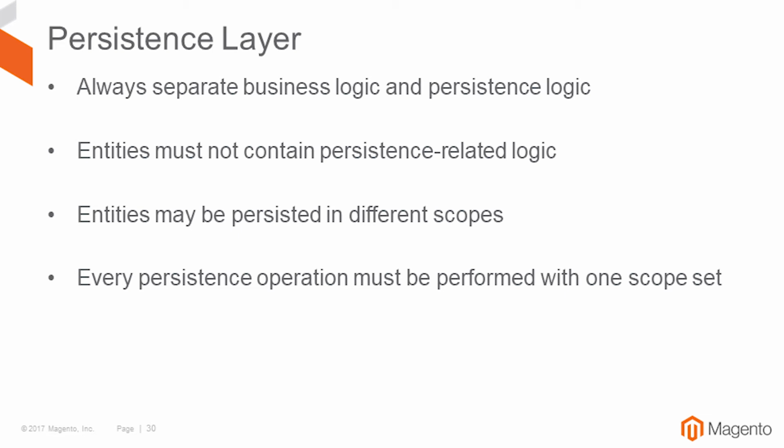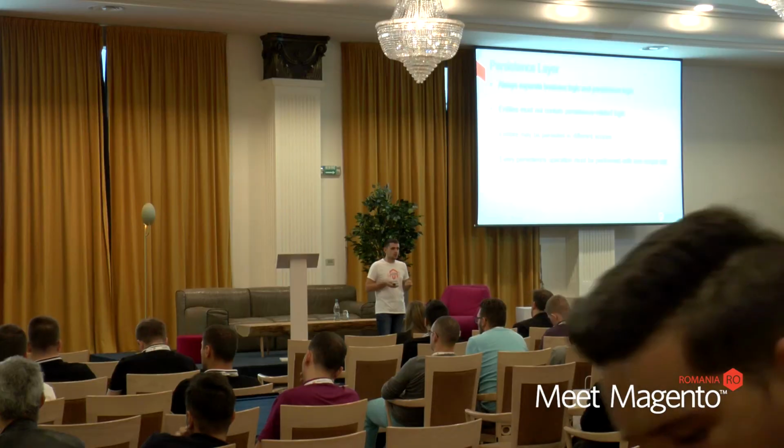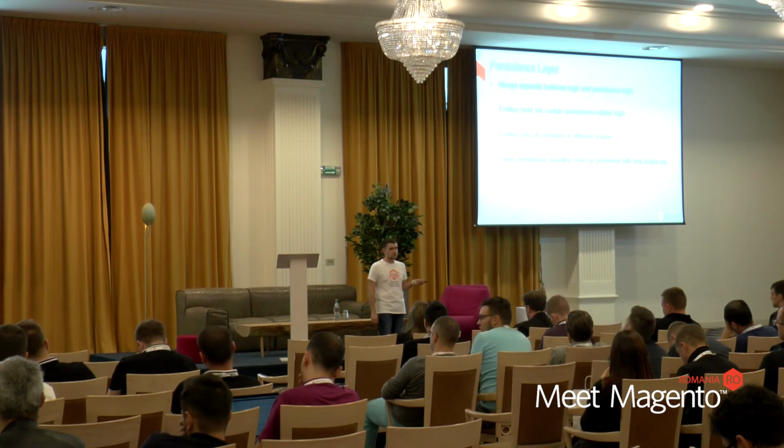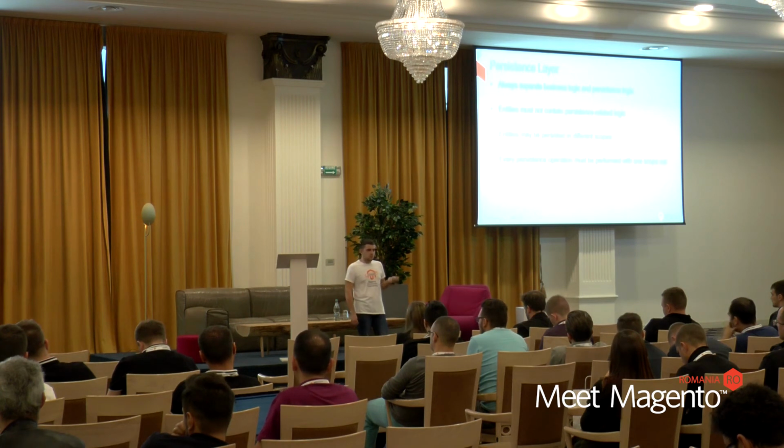Some points on the scopes as well. You can see that's already in Magento quite a lot. So we have scopes for some entities like products, for categories, for EAV. So the scopes may be like website or store view, anything. And what we suggest is to persist only one scope set at a time, because, well, it will save you trouble as well.